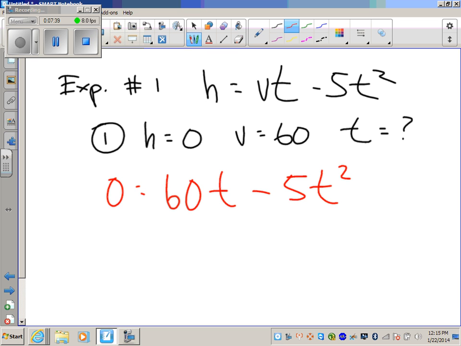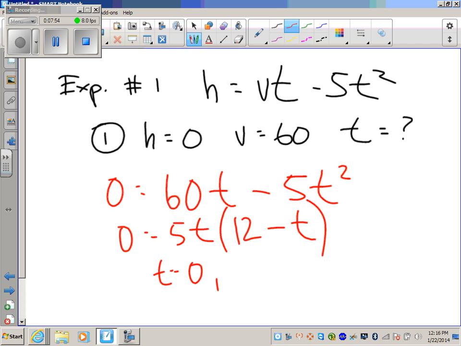Do 60t and 5t squared have anything in common? 5t. So what times 5t will give us 60t? 12 minus t. So t equals either 0 or 12. Which one is more logical? 12 seconds. There it is.